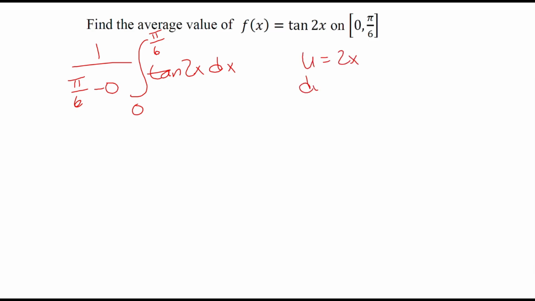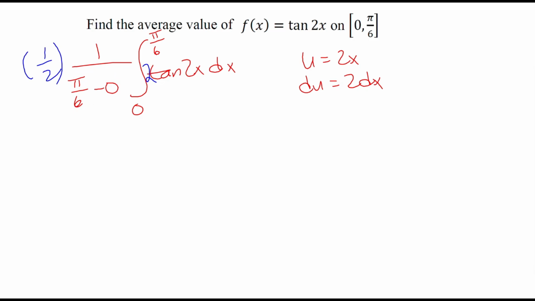U is going to be 2x, so du is 2 dx. So what I'm going to do is I'm going to throw in a 2 inside of here and a 1/2 outside of here to cancel out. And I can rewrite this integral. So we have, first of all, pi over 6 minus 0 right here, right? It's just pi over 6.